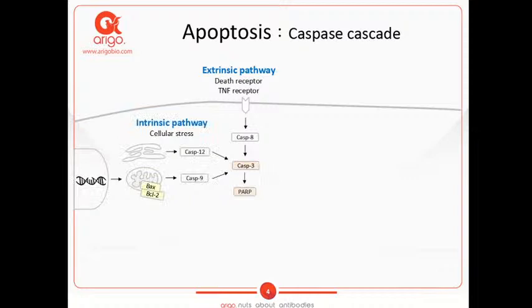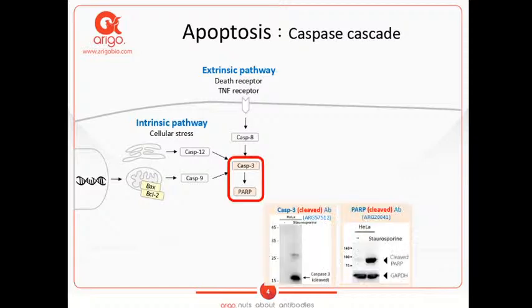Both intrinsic and extrinsic pathways eventually activate caspase 3, which is the executor caspase. Caspase 3 cleaves many other proteins and results in apoptosis. PARP is one substrate of caspase 3. So the cleaved caspase 3 and the cleaved PARP are recognized as markers to detect apoptosis. These antibodies are used as apoptosis marker antibodies.